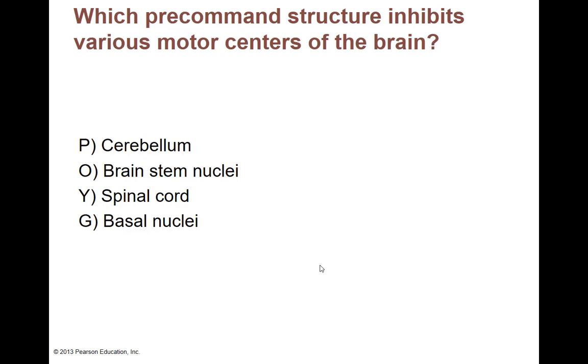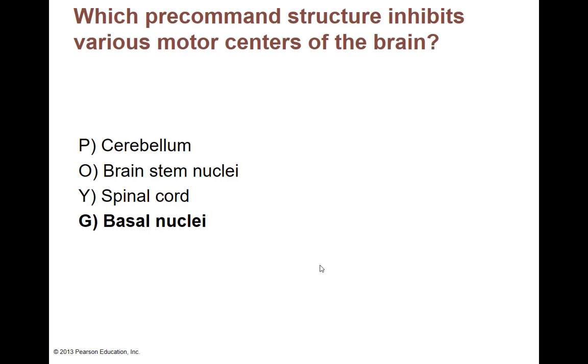I don't think I went over this in detail. You'd have to look it up on the slide. There were two pre-command structures, if you can narrow it down to two. Which one of the two inhibits various motor centers of the brain? If you can remember the two parts of the pre-command structure, you can narrow it down. You get a 50% chance. And it's not pink. But that was one of the pre-command levels.